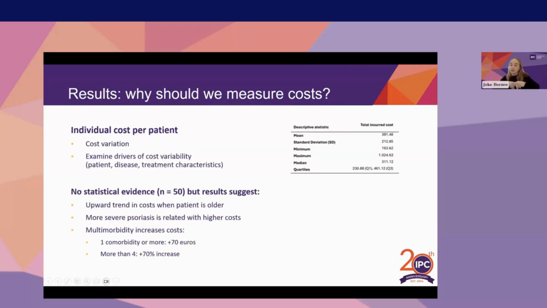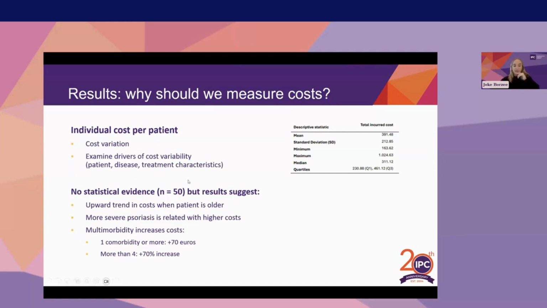Now, of course, we also used it to calculate a cost per patient. In our study, we looked at 50 different patients that were treated in the IPU, and we get to an average cost of 390 euros. But we also see a large variation within costs, ranging from 160 to over 1,000 euros for the treatment of a patient over a period of 6 months.